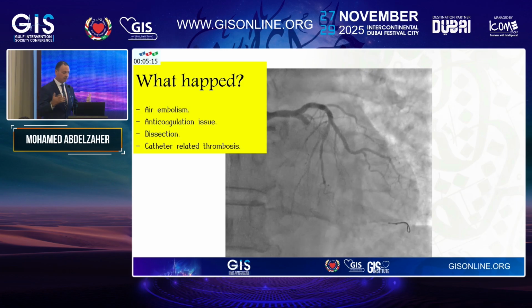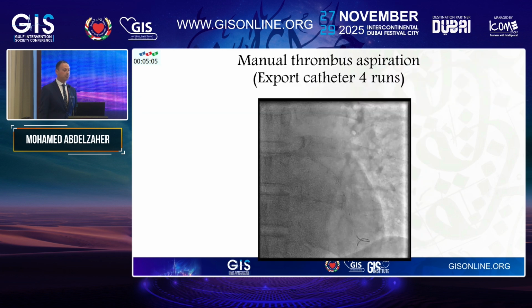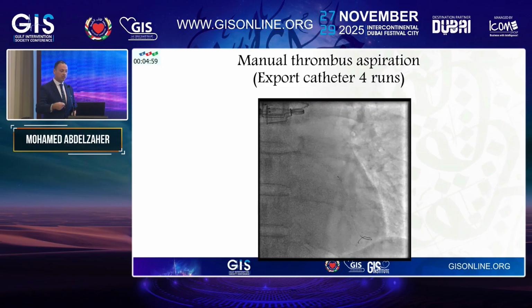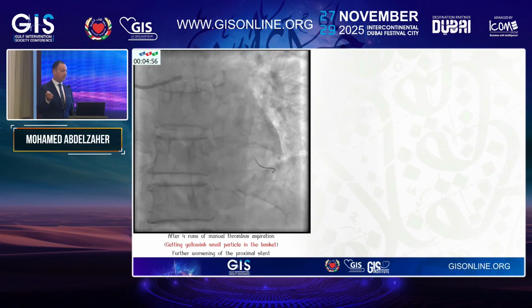Is it air? I am sure there is no air inside. ACT was controlled. I did not have dissection. This is a balloon inside the stent. And what is more important, what shall I do? So what I did is, let's try to clear whatever is there. I did manual thrombus aspiration one, two, three, four times, and let's see what happened.